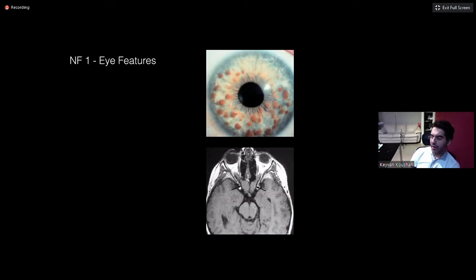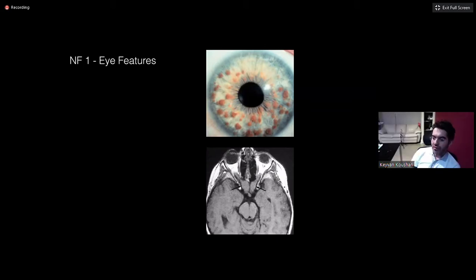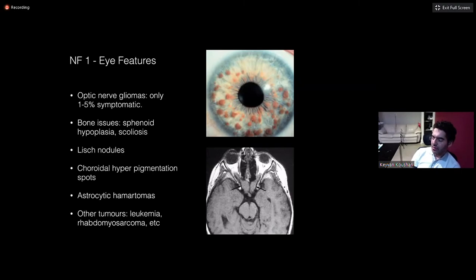Amrit or Aaron, what are those lesions on the iris here? You have Lisch nodules on the iris and the optic pathway gliomas on the scan. Beautiful. So those are things that we as ophthalmologists look for, usually in a pediatric patient because these are recognized early on. And the number of Lisch nodules increases throughout the years. They kind of correspond to decade of life because they increase as the person ages.